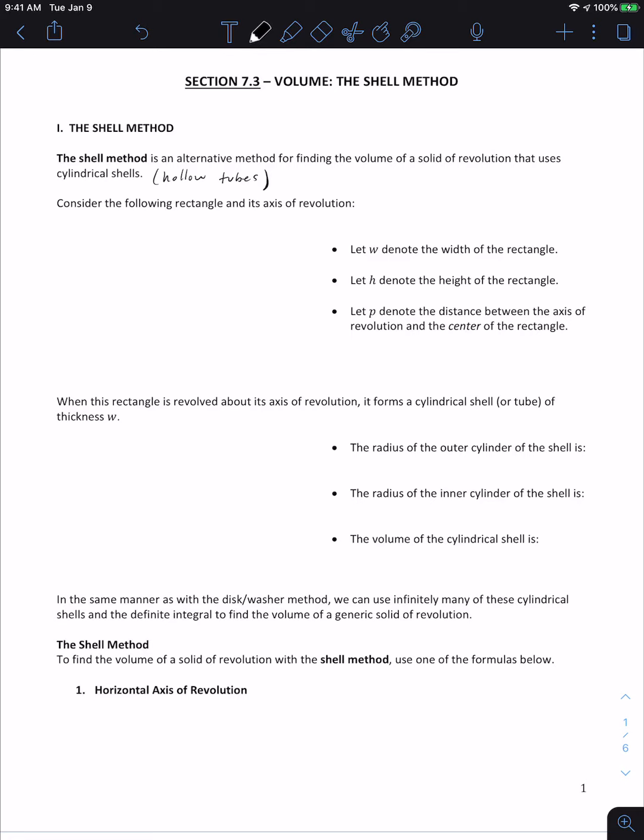All right, so now let's consider the following rectangle and its axis of revolution. So we'll say this is our axis of revolution, and we'll say this is our rectangle. We're going to revolve it around our axis of revolution. We're going to call the width of the rectangle W. So this is the width. This is a rectangle that's on its side, so this would be the height of the rectangle.